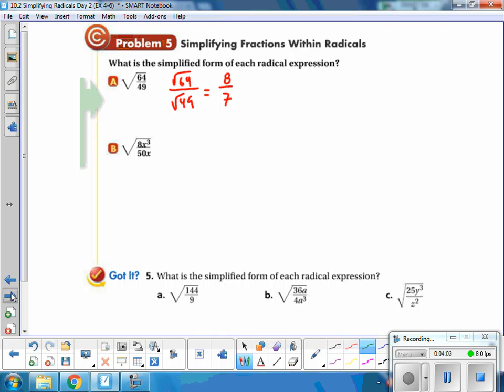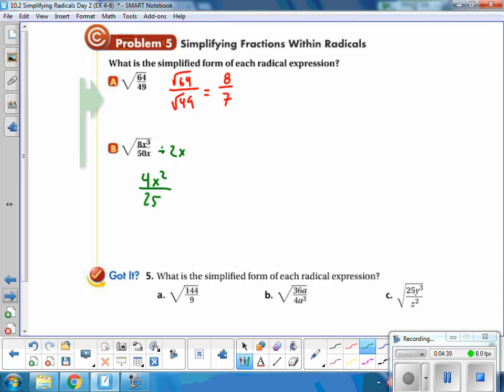B, this one's a little bit different. For this one, 8 and 50 are not perfect squares. But what I can do is simplify by dividing both the numerator and denominator by a GCF, which I can see is 2 and an x. So I'm going to divide my numerator by 2x, which gives me 4, and x to the third divided by an x drops me down to x squared, over 50 divided by 2, which is 25, and I have an x and I divided by x, which means subtracting an exponent, dropping it down by 1.